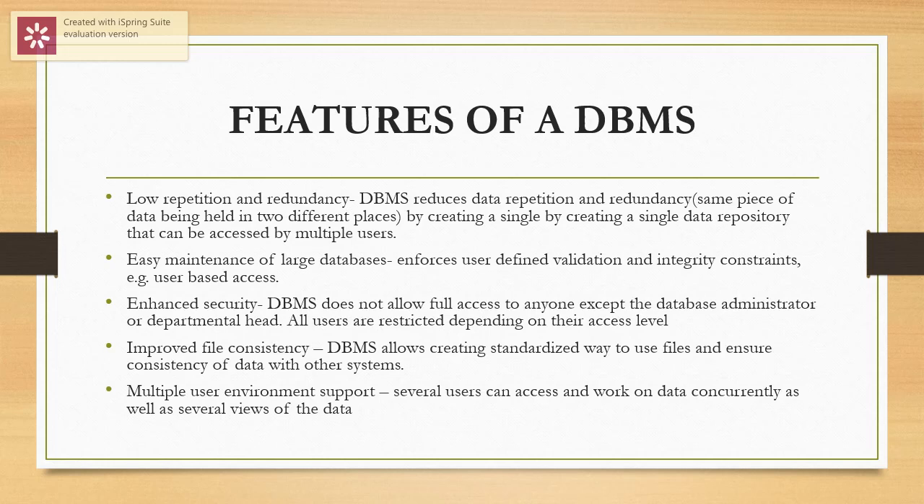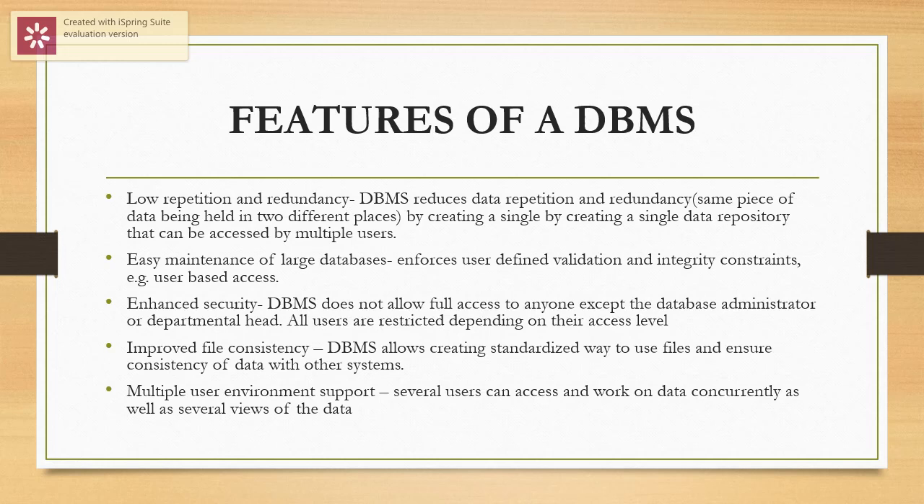What are the features of a DBMS, that is a database management system? One of the features is low repetition and redundancy. A DBMS reduces the repetition and redundancy. Redundancy means that we have the same pieces of data being held in two different places. And how is this done? It is done by creating a single data repository that can be accessed by multiple users. Secondly is easy maintenance of large databases. The DBMS enforces user-defined validation and integrity constraints, e.g. user-based access.